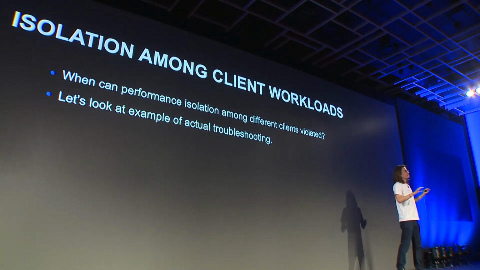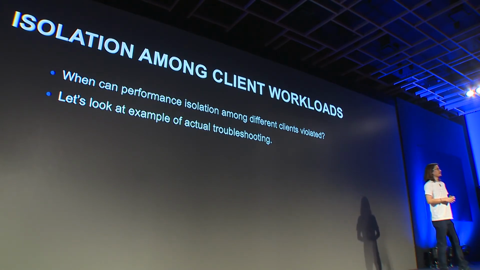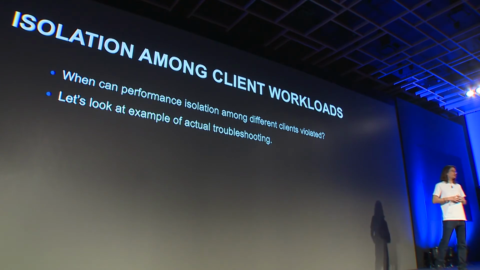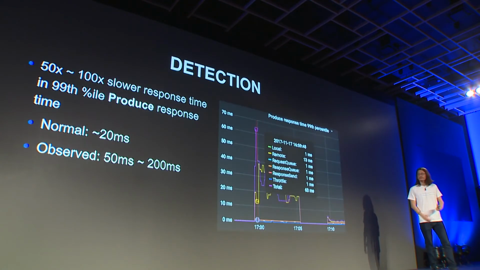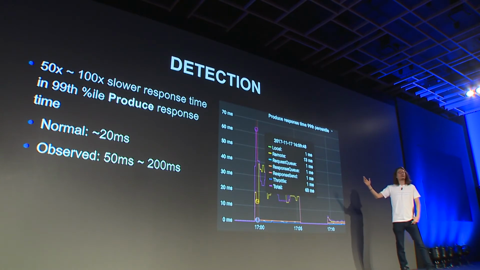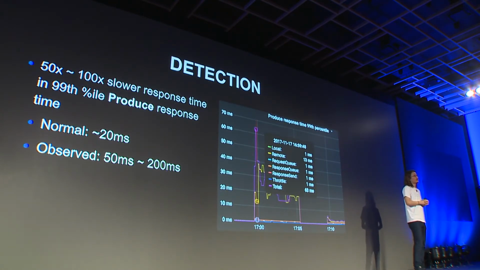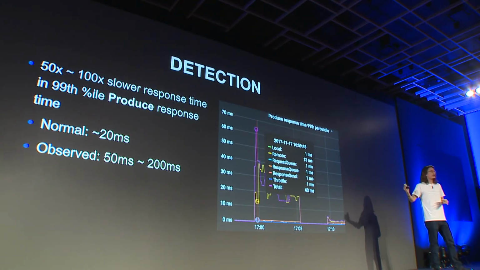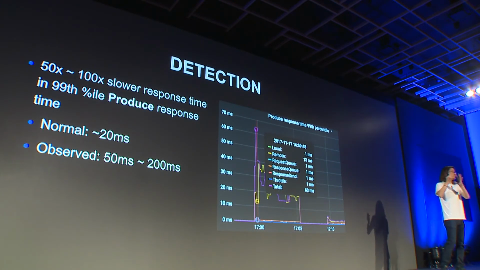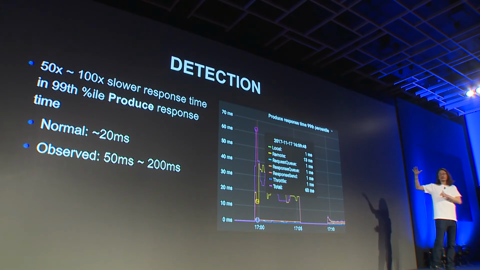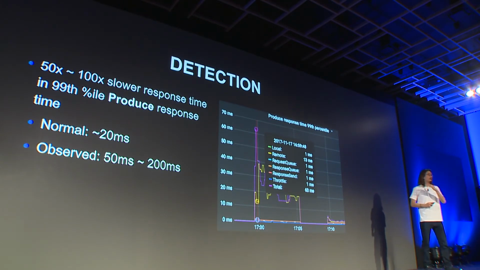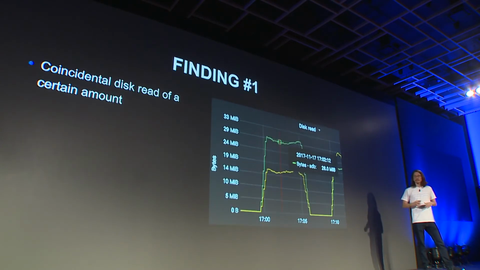Another requirement is workload isolation between clients. For this, let me introduce some examples of the trouble that we have seen in our production environment and how we have solved them. Regarding the identification of the issue, it was done by the worsening of response time on a cluster. For the produce request when writing data, the produce API's 99 percentile response time was worsened by 50 or 100 times compared to normal time.